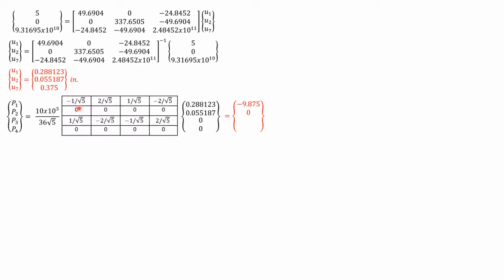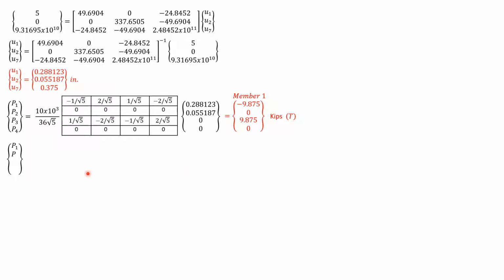Then negative 1 over square root of 5 times 0.288123 plus 2 over square root of 5 times 0.055187. The rest is 0. Then times 10 times 10 to the third divided by 36 square root of 5. It will give us negative 9.875. Then the second one is 0. Then the negative of the upper is positive 9.875. So therefore, member 1 is in tension.